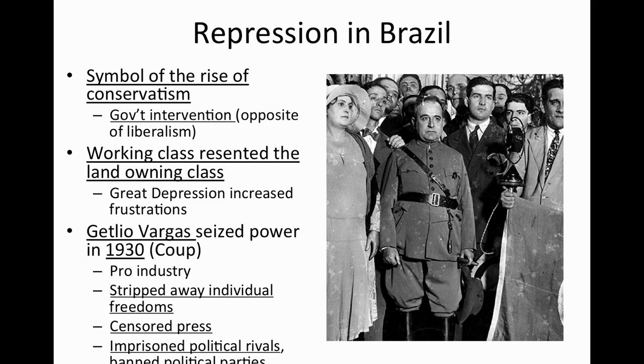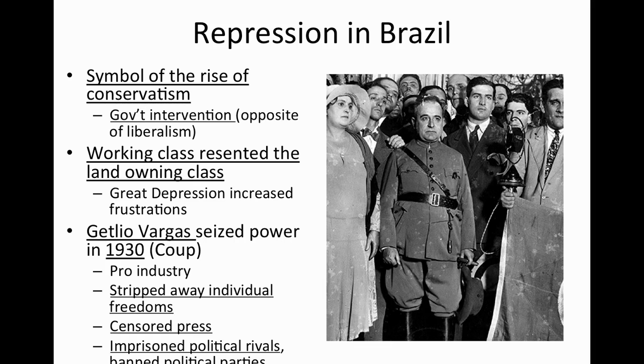So basically, Getúlio Vargas seizes power in 1930. He takes over the more moderate government in a coup. Vargas is pro-industry, so he is going to grow that a little bit, even though Brazil for centuries was really an agrarian economy, sugar plantations. But in return for economic progress, he's going to take away people's individual freedoms.